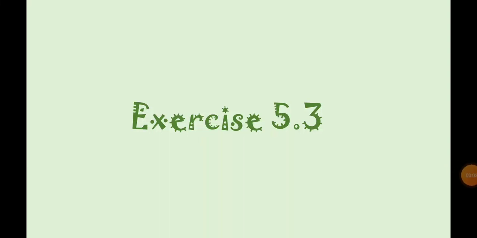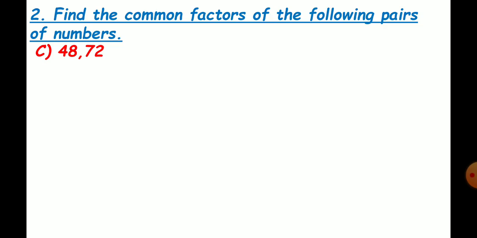Children, in today's class we are going to continue doing the same exercise 5.3. In the previous classes, we did the sums on finding the common factors, right? So here we are going to do one sum for recapitulation. Find the common factors of the following pairs of numbers. See sum: 48 and 72.